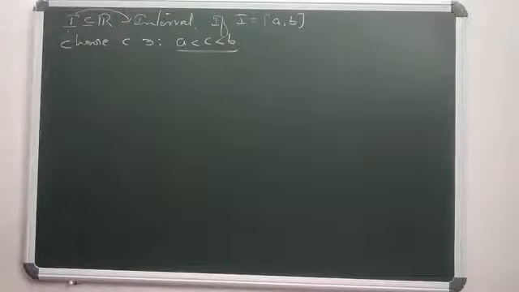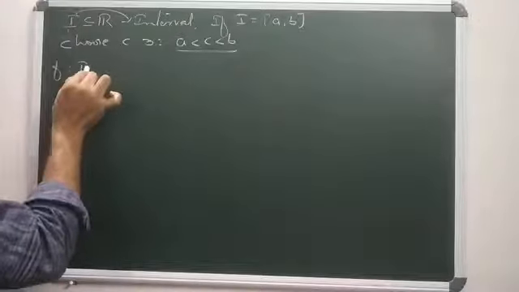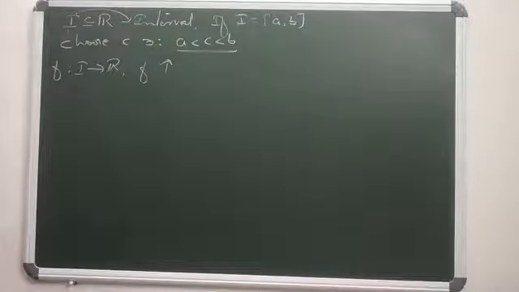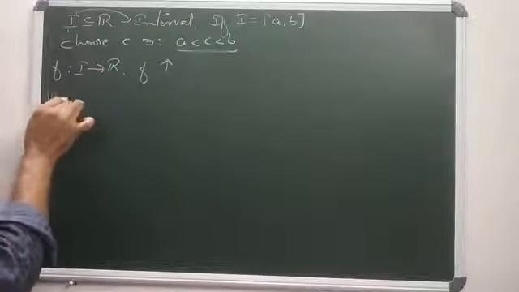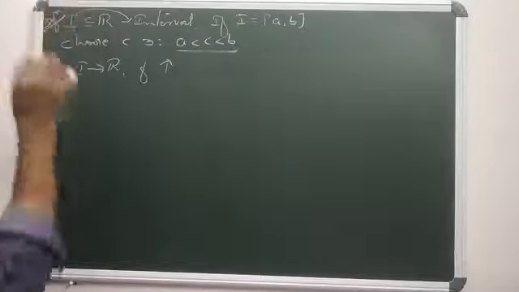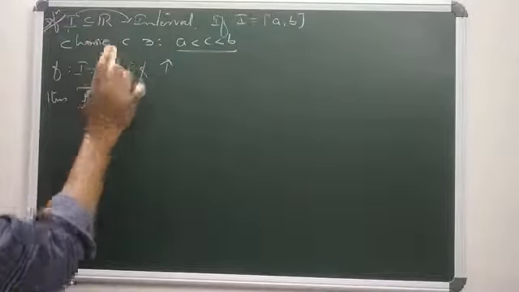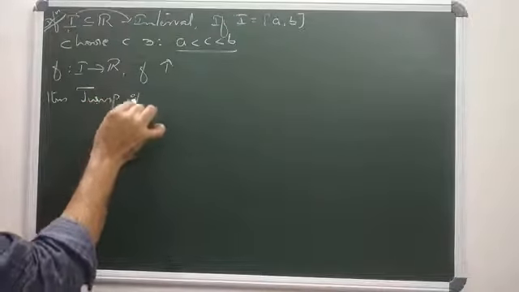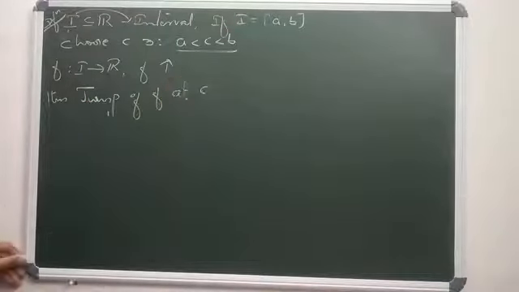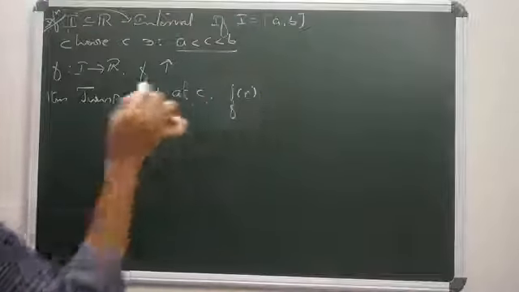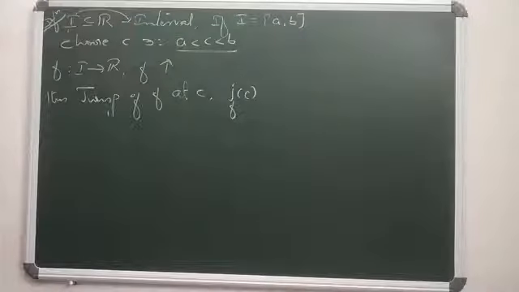Suppose f is an increasing function. If you define a function f from I to R, where f is an increasing function, then we are going to a definition: the jump of f at this C. What is C? C is not an endpoint of this I. That is a crucial point here. The jump of f at C is denoted by J_f(C).